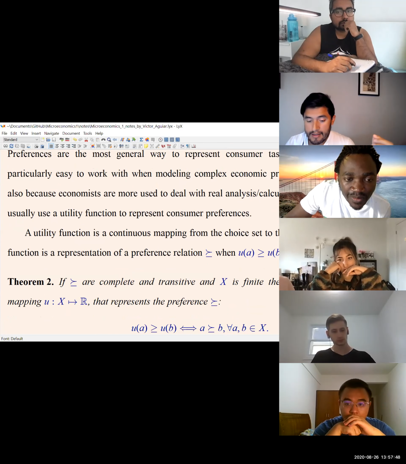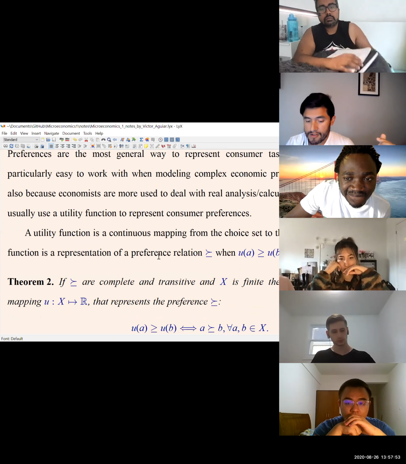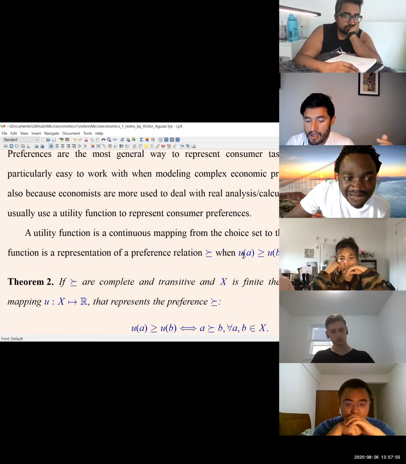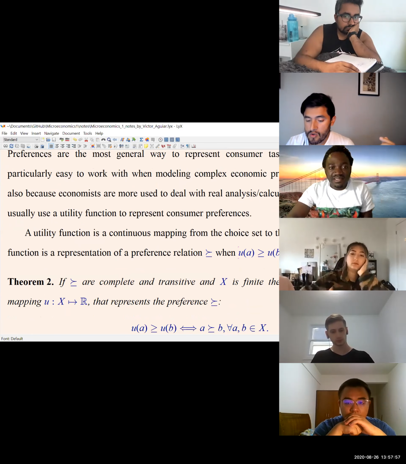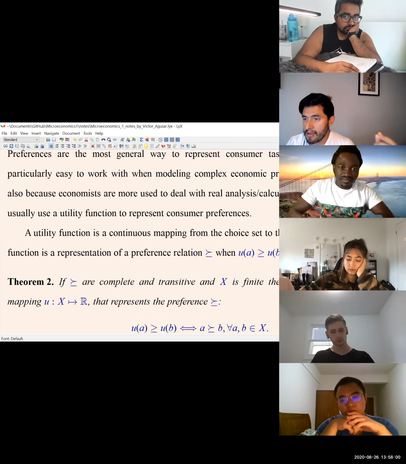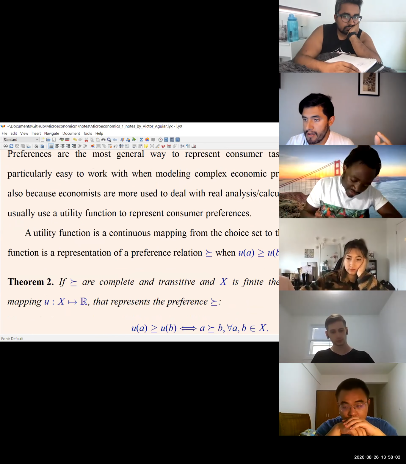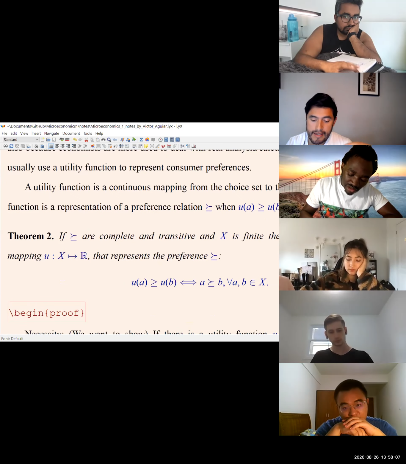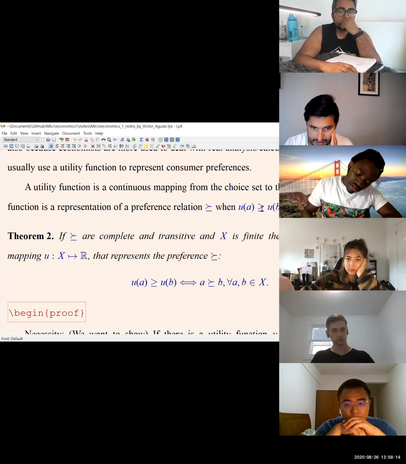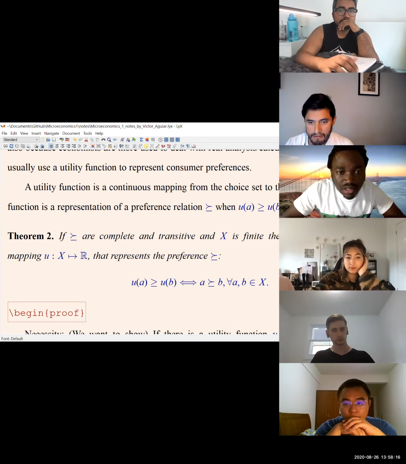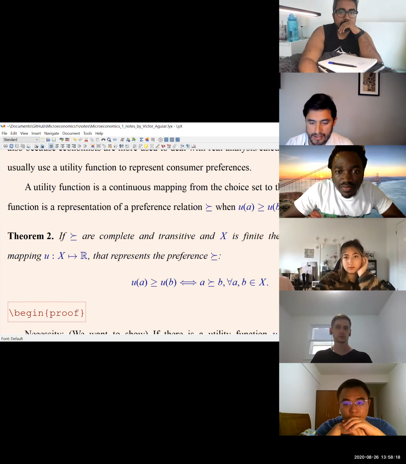And then I'm going to say that a utility function is a representation of a preference relation whenever u of A is greater than or equal to u of B if and only if A is preferred to B. There is a lot of information here. I want you to understand this completely. So what is if and only if? Let's ask Alexis. What does it mean, if and only if, logically? Can you explain it to me?